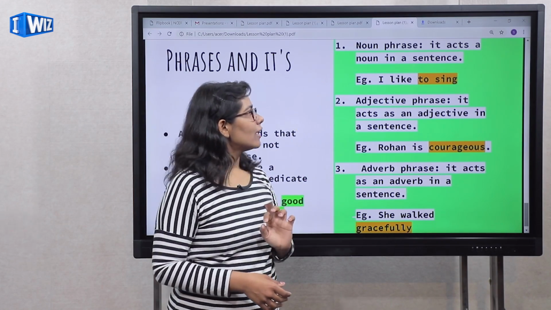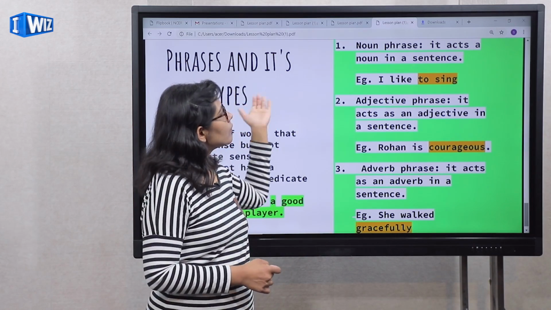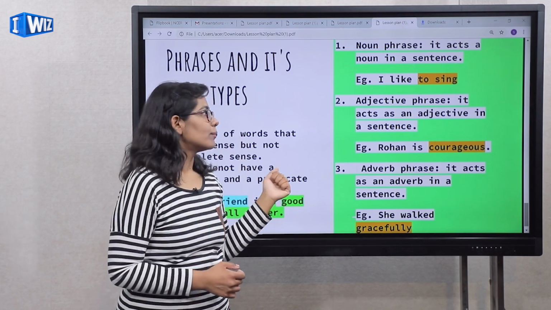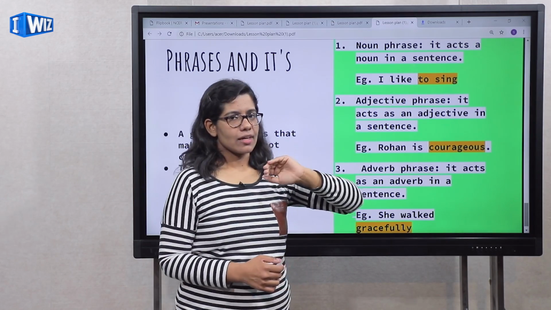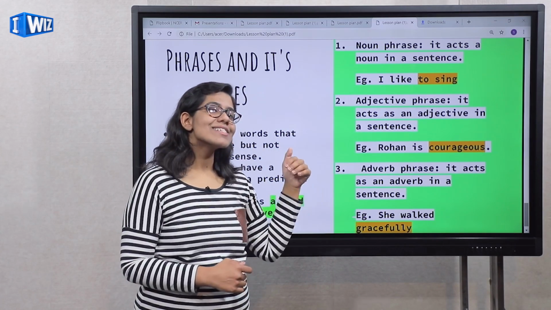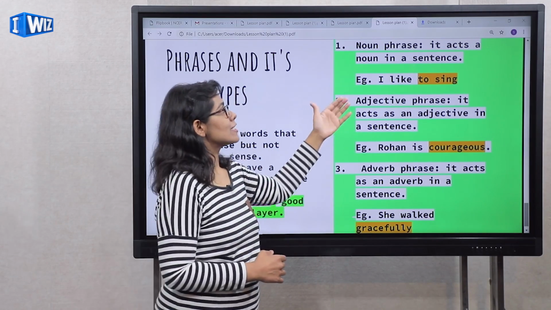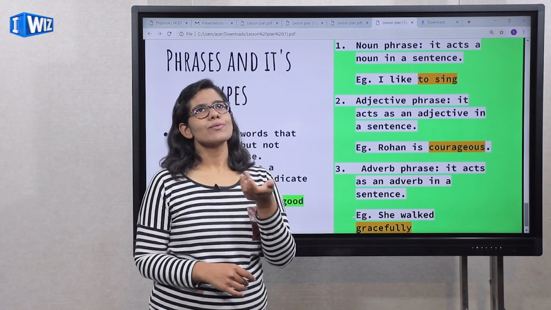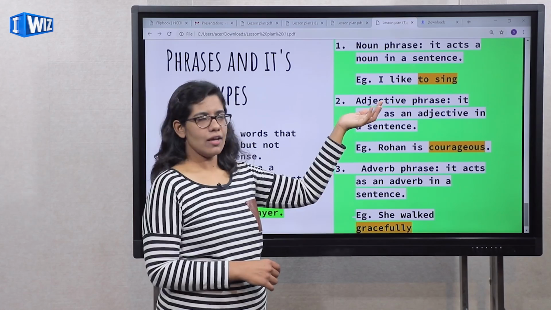The first one is the noun phrase. In this case, the phrase will act as a noun in a sentence. Example, I like to sing. In this case, to sing is your phrase, and because it is acting as a noun, it is known as a noun phrase. I like to dance. So to dance will be your noun phrase, okay?